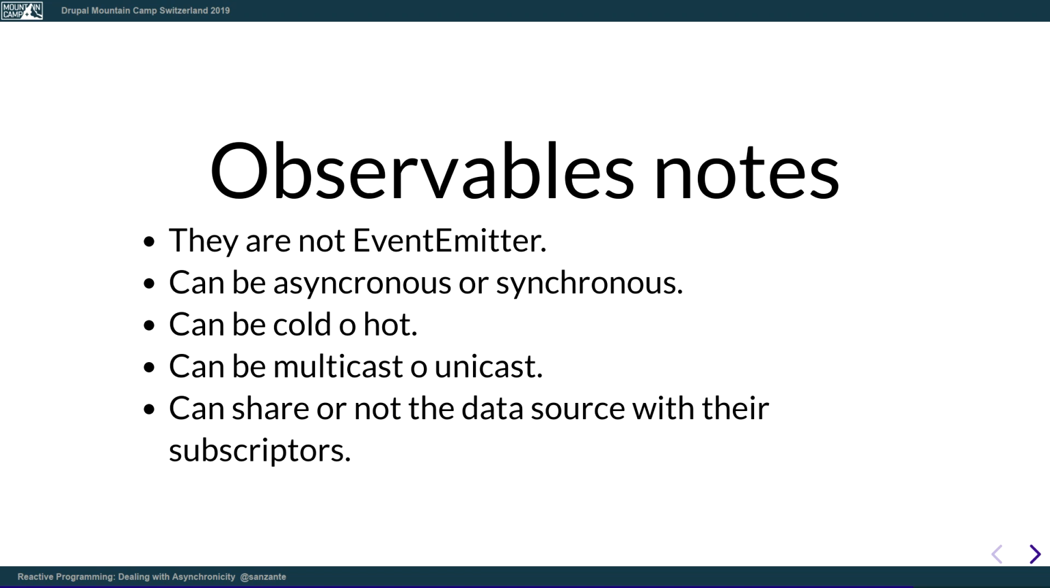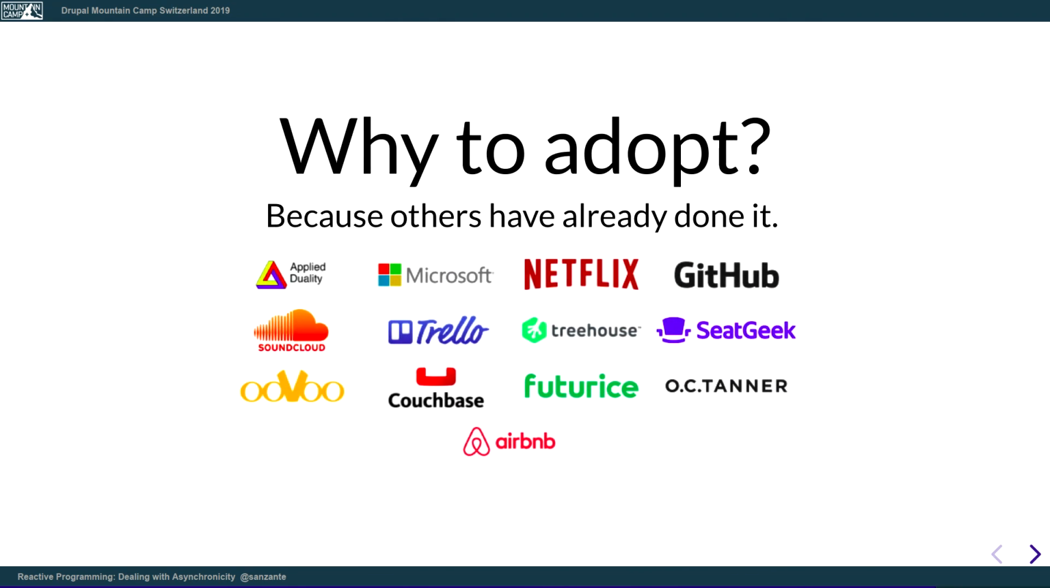And a few observable notes. They are not just event emitters. They can be asynchronous or synchronous. They are very flexible. In this case, I have focused on the asynchronous, but you can do it synchronous. They can be cold or hot. I could make a new talk about cold observables and hot observables, so I can't explain it too much, but it's about how they behave when you connect to them.